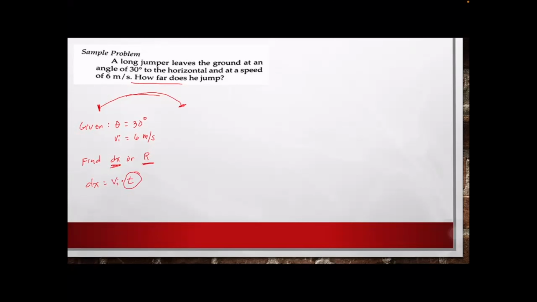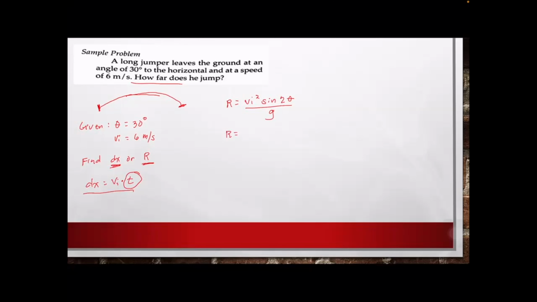While in the range, if we use R is equal to Vi squared sine 2 theta over g, there is no need to get the time. If you want, you can also use dx equals Vi times t, but you need to get the time first based on the given problem. Since there is another option, R is equal to Vi squared sine 2 theta over g, let's use that.